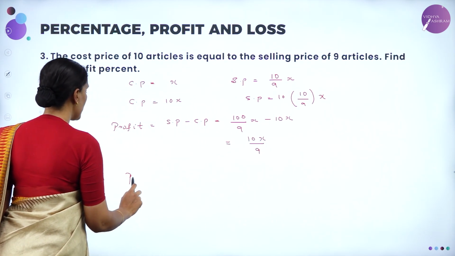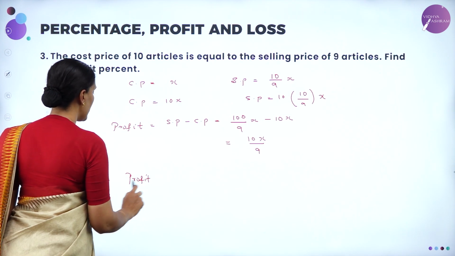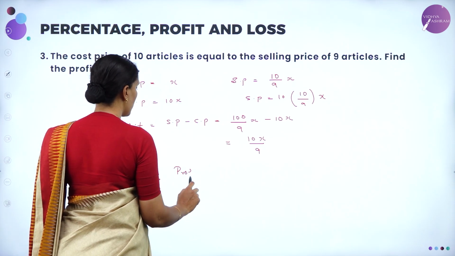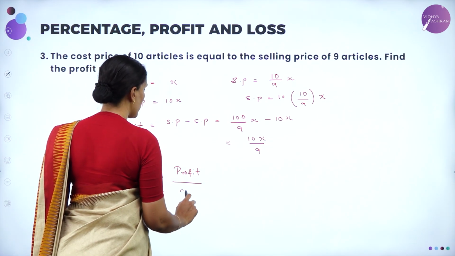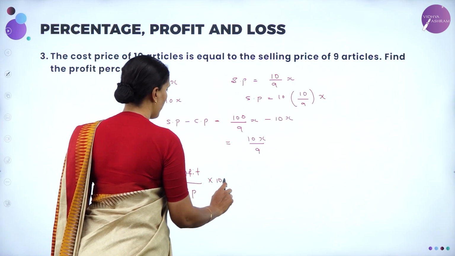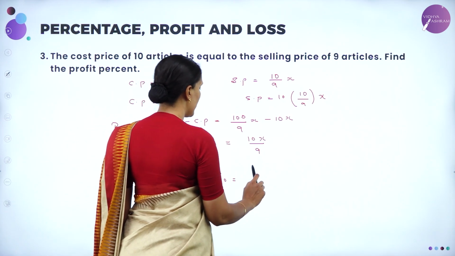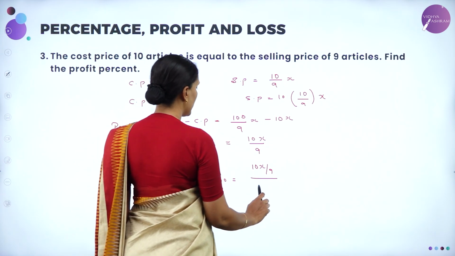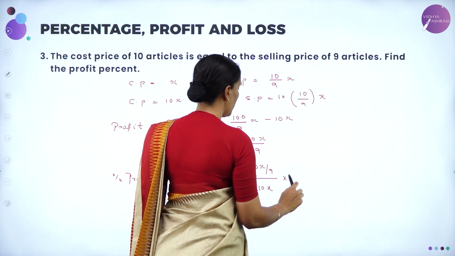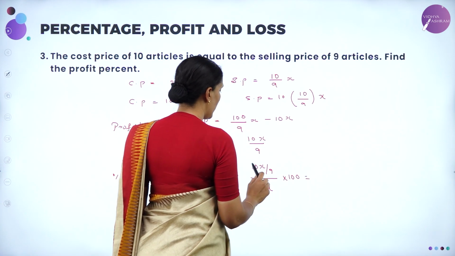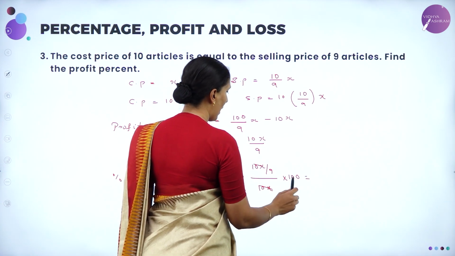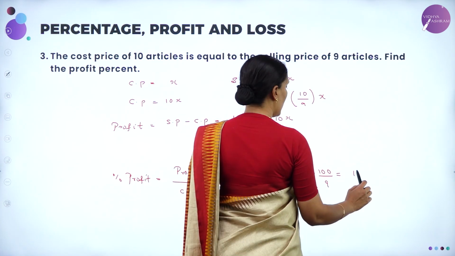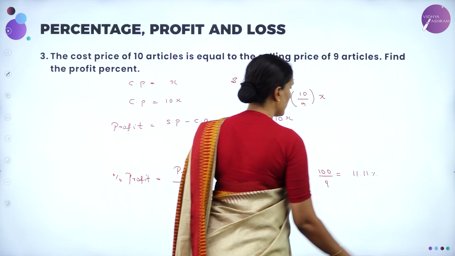Now the profit percentage is equal to profit divided by cost price into 100. The profit is 10x by 9, the cost price is 10x, into 100. So 10x cancels, and we get the value as 100 by 9, which is equal to 11.11 percent.